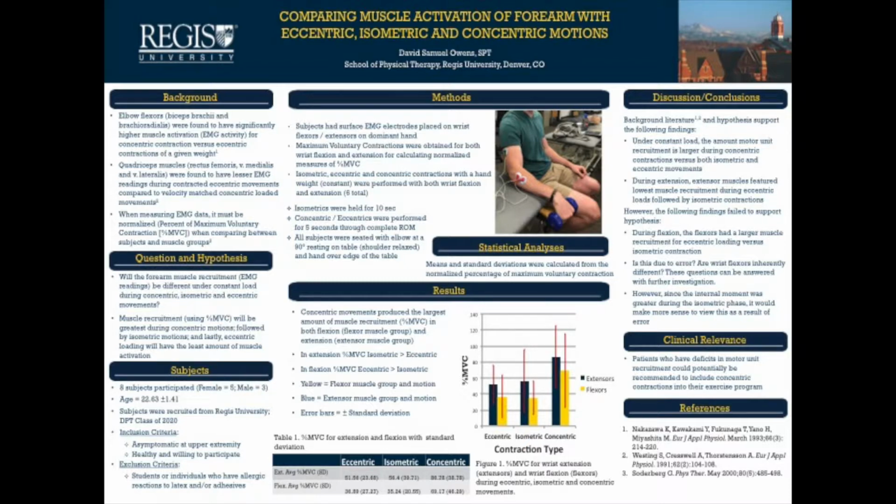The only odd part of the data was related to wrist flexion, where the eccentric motion elicited greater muscle recruitment than the isometric motion, which is especially odd when you consider that the internal moment had to be greater during the isometric hold compared to the eccentric movement. Further studies should be conducted to discover if this was due to error.